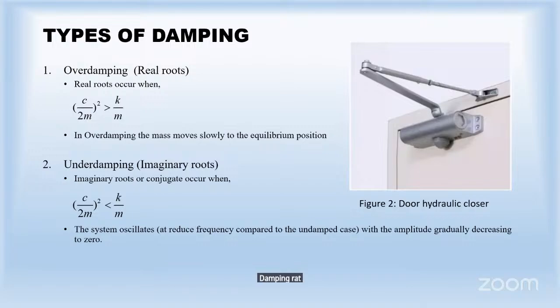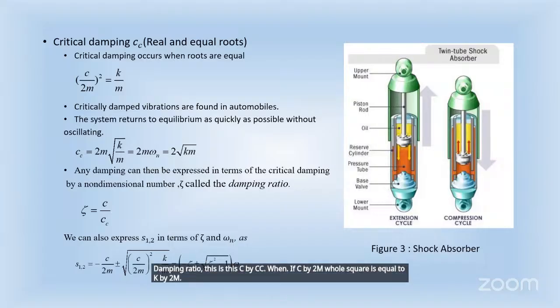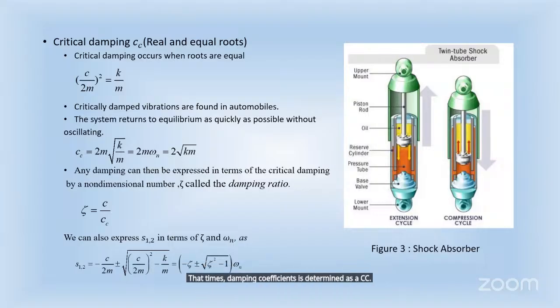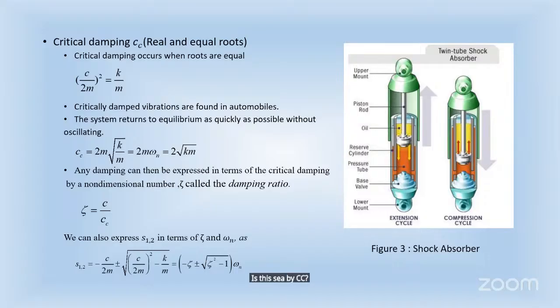This is c by cc. When c by 2m whole square is equal to k by m, that time the damping coefficient is termed as cc. cc is equal to 2 root km, and the damping ratio is c by cc. So using this damping ratio zeta, we can again write the equation in the form of zeta and omega n. So ultimately, we can obtain the different cases of solutions.